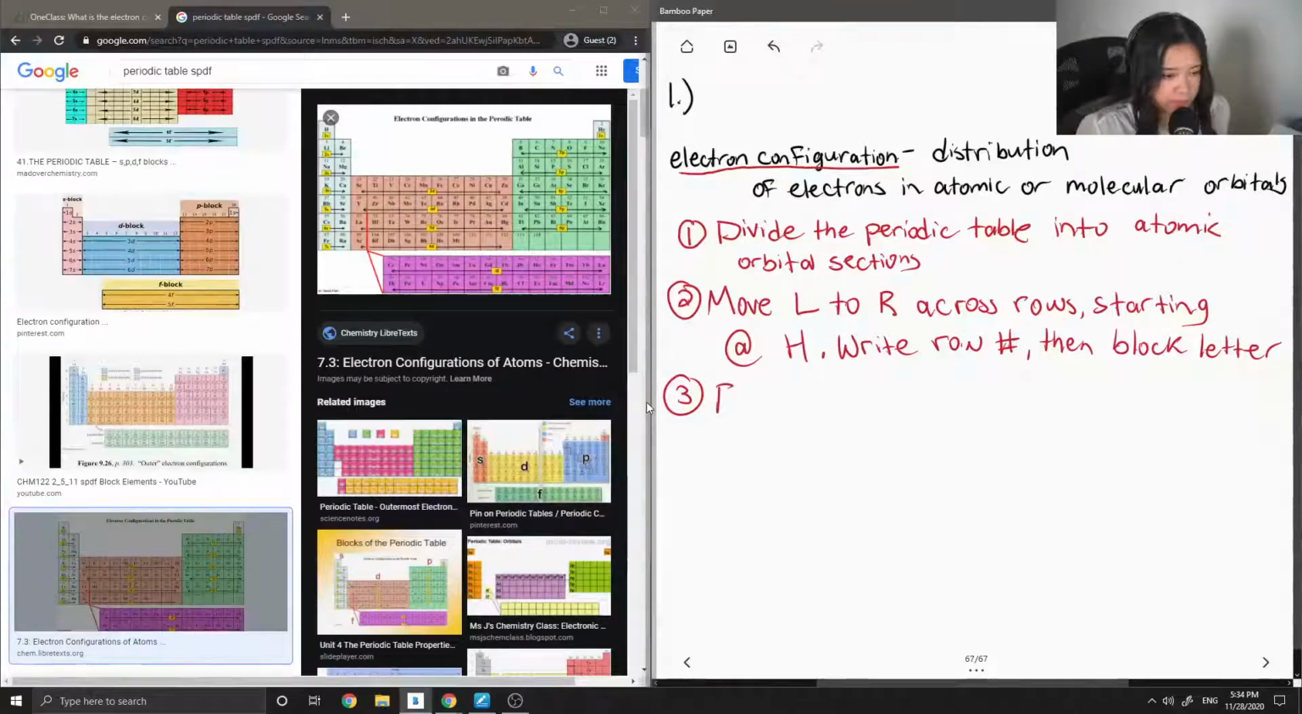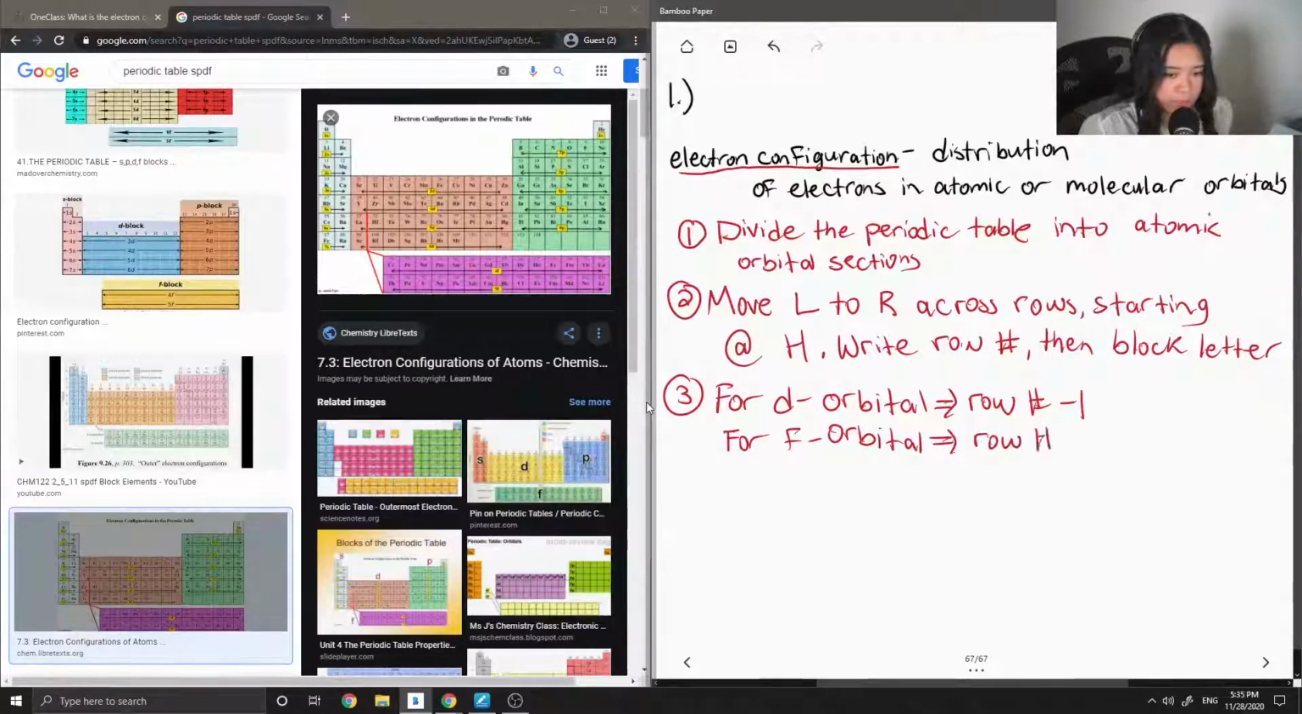Step 3 just says that when you get to the d part of the periodic table, so for the d orbitals, the d block, the row number will be minus 1. And similarly for the f block orbitals, it's the row number minus 2. So let me write down the example for carbon.